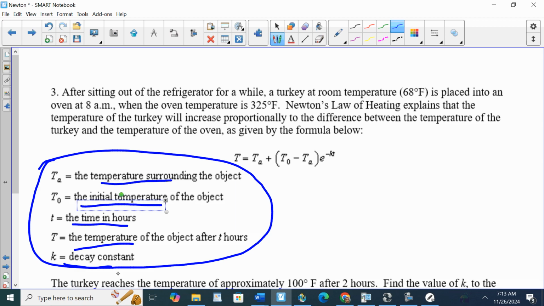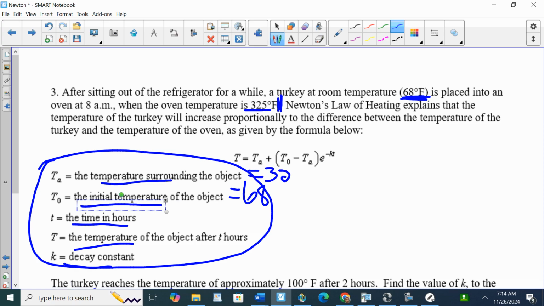After sitting out of the refrigerator for a while, a turkey at room temperature, 68 degrees, is placed into an oven at 8 a.m. when the oven temperature is 325. So there's a lot to digest right there from that one sentence. The turkey is at room temperature. It's starting at room temperature. So the initial temperature of the object is 68. It's put into an oven where the oven temperature is 325. So it's sitting in an oven. The temperature surrounding the object is 325.